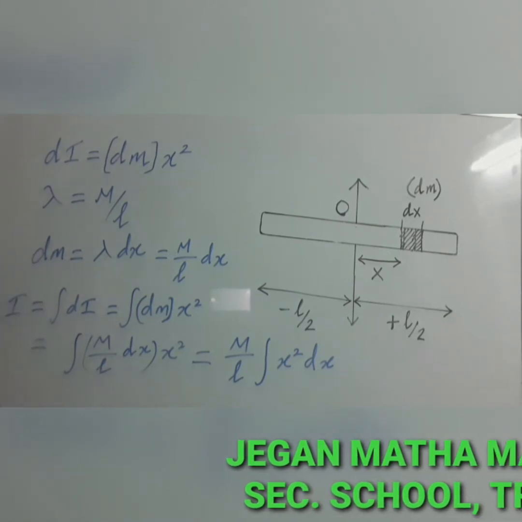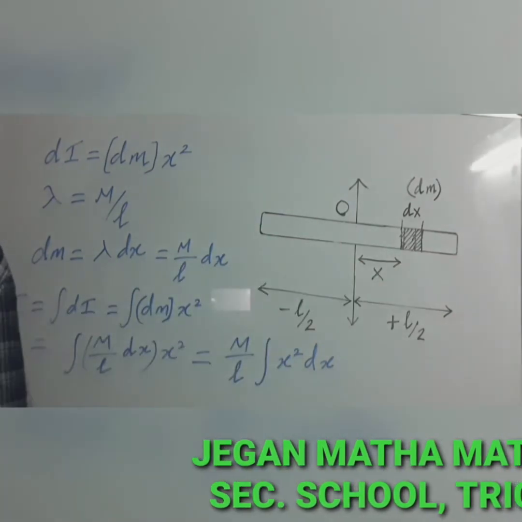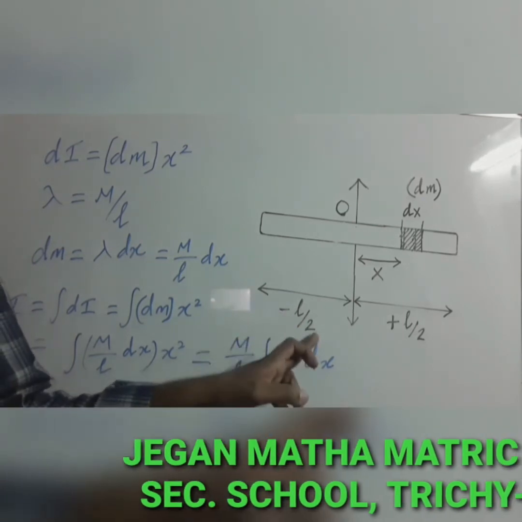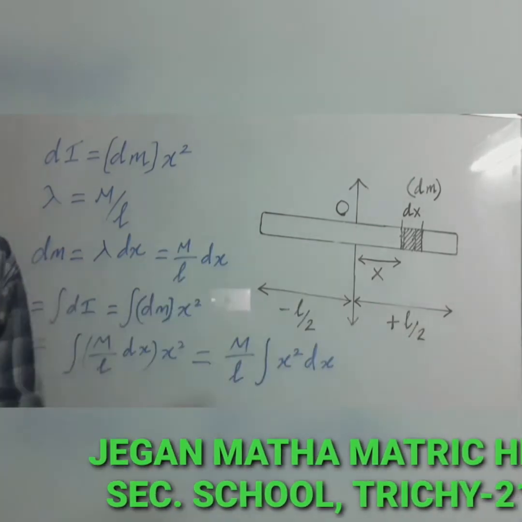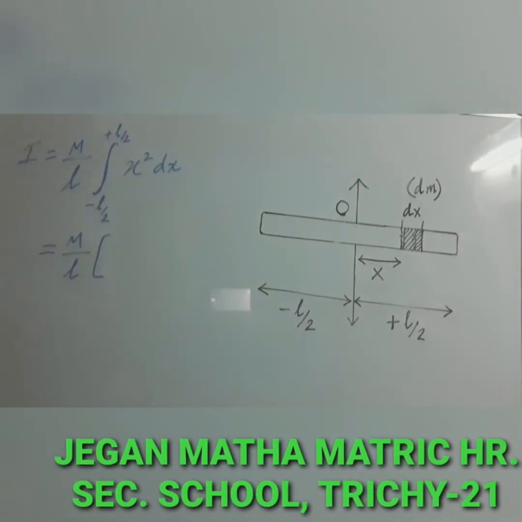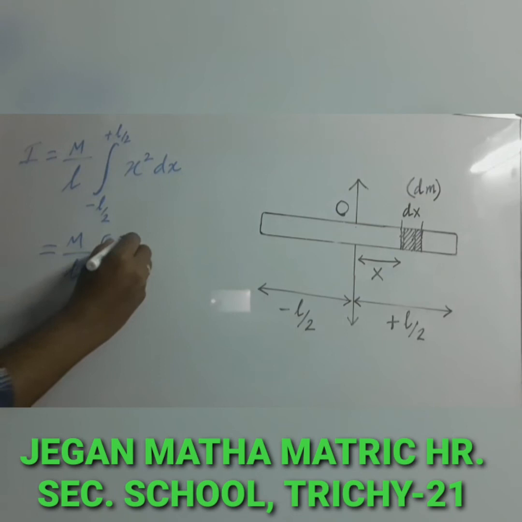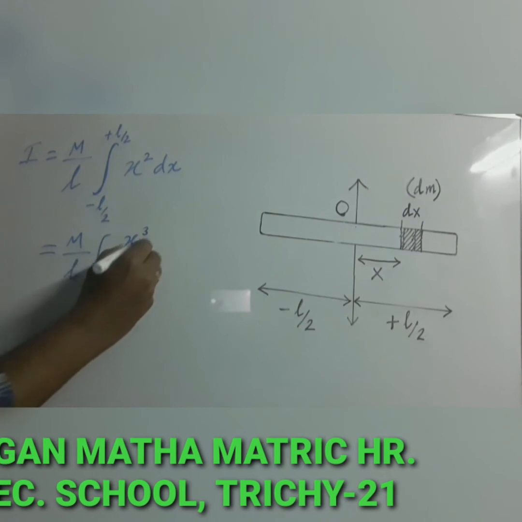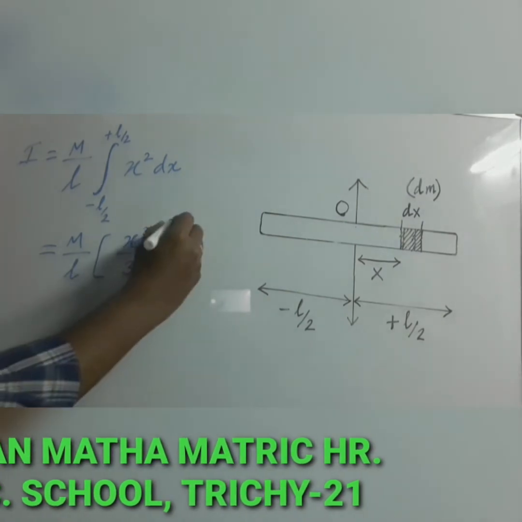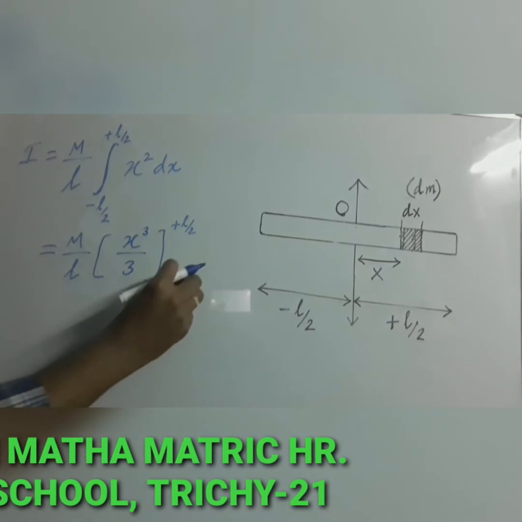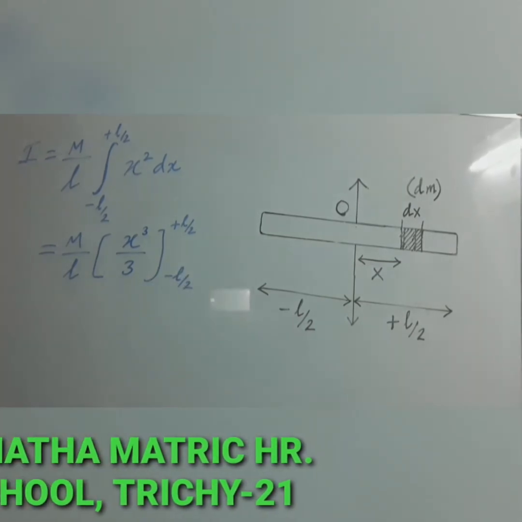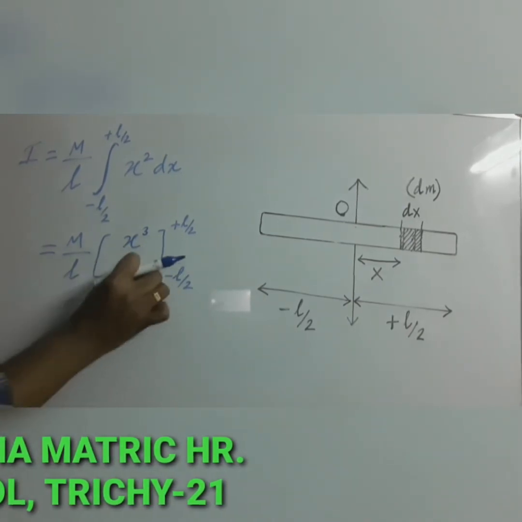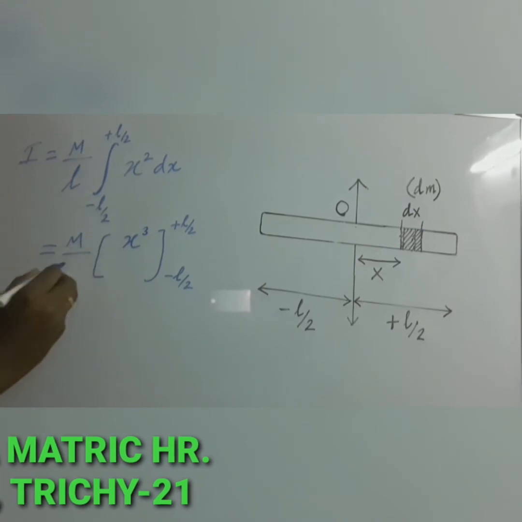As the mass is distributed on either side of the origin, the limits of integration are taken from minus L by 2 to L by 2. After integrating x square dx, you know the integration formula, which is x cube by 3. Here 3 is a constant value, so that can be taken outside. So it can be written as M by 3L.